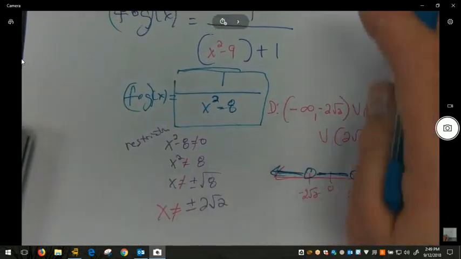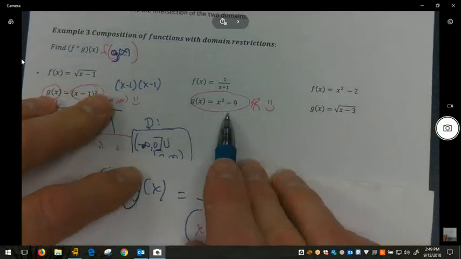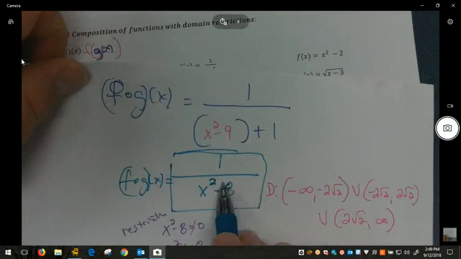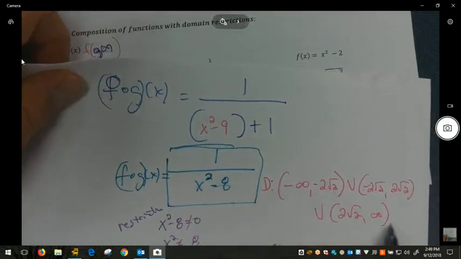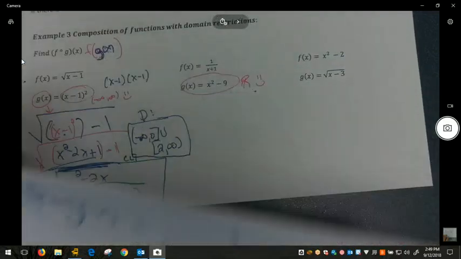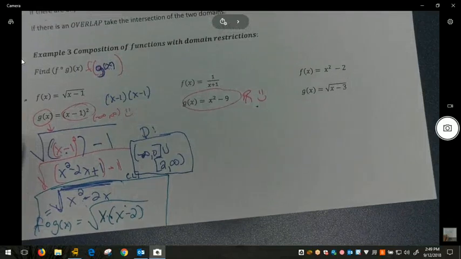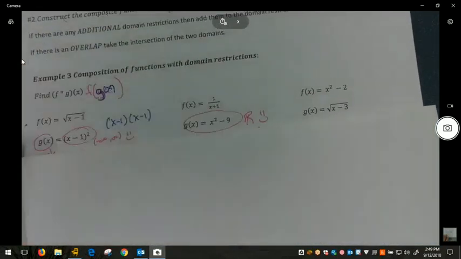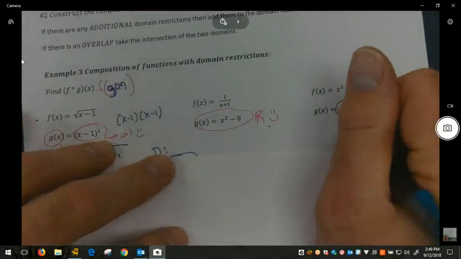So once again, we didn't have any domain restrictions on g of x, so yay, we didn't have to worry about that. But we did have domain restrictions on the final function, and so that's what these are right here. As we look to our last problem, we have some domain restrictions immediately.